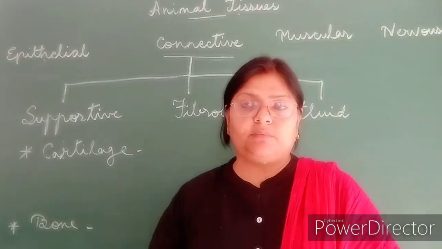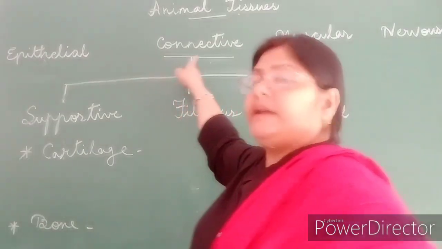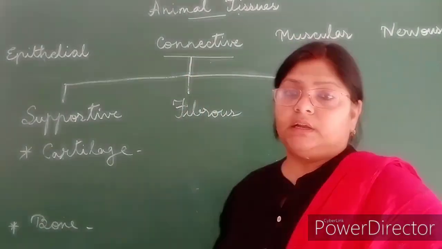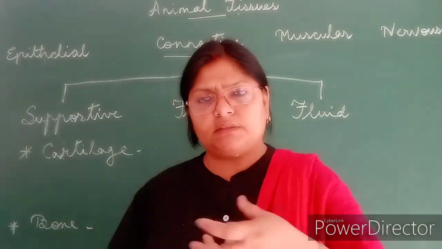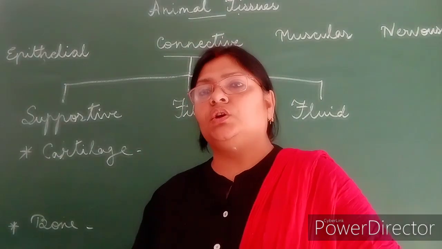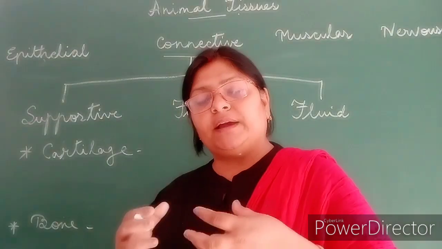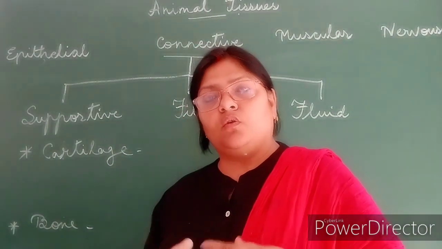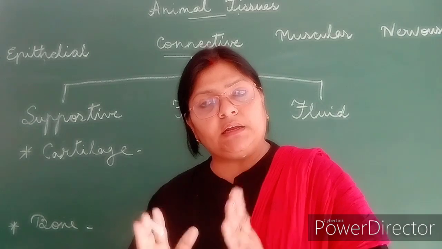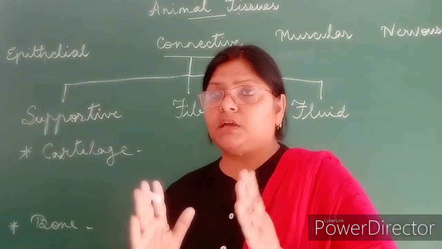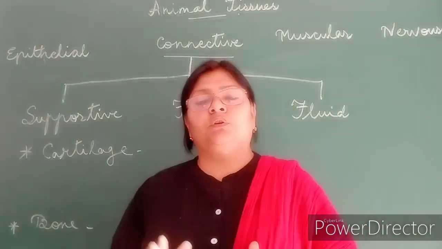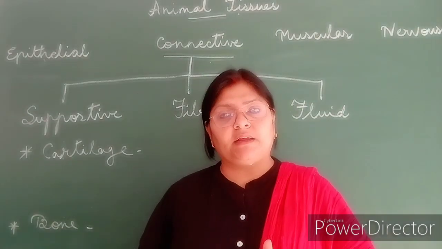Now coming to the next type of animal tissue, that is connective tissue. The name itself says there is some function of connection. So it connects various tissues and organs. It also provides support to different organs and helps them maintain their position. It keeps them in place. Okay, so this is the basic function of connective tissue.